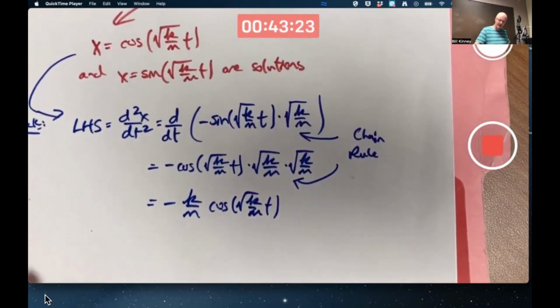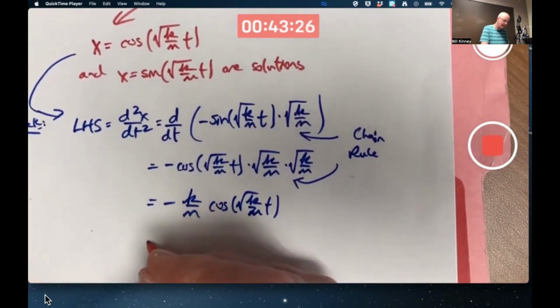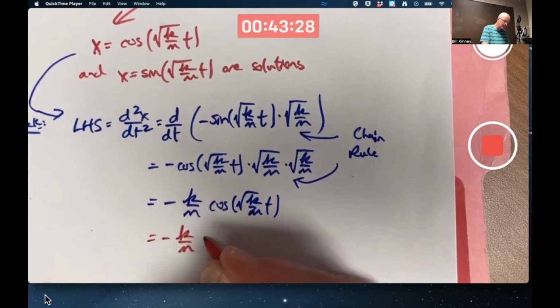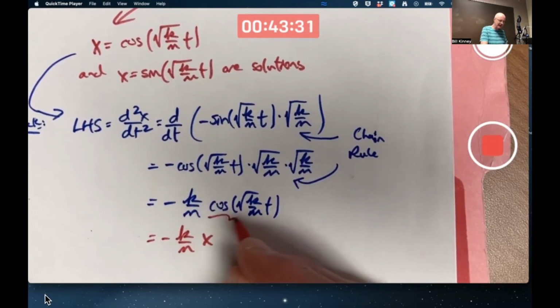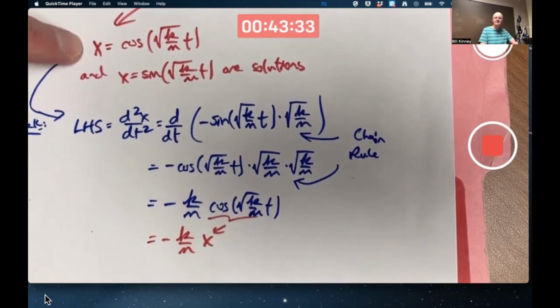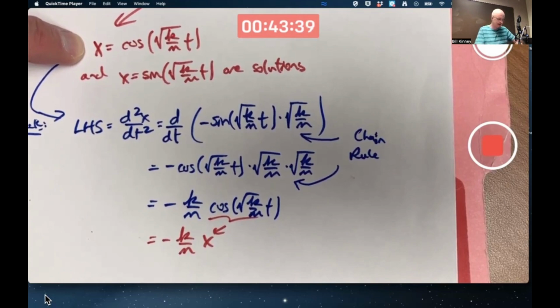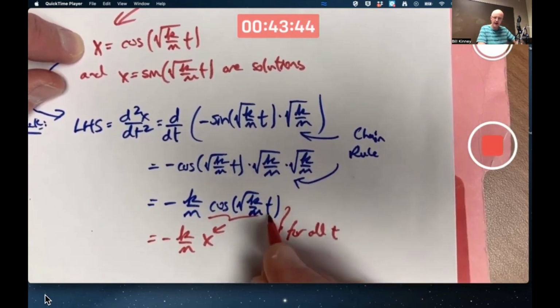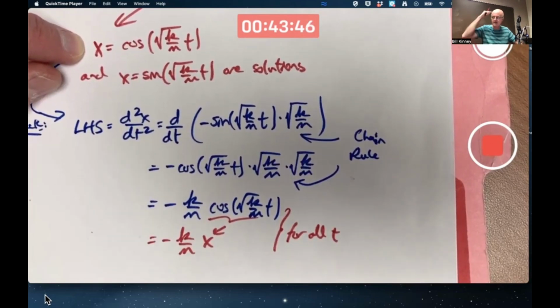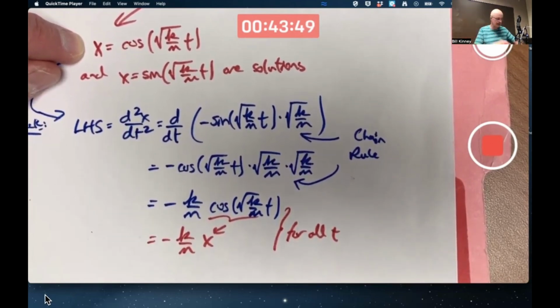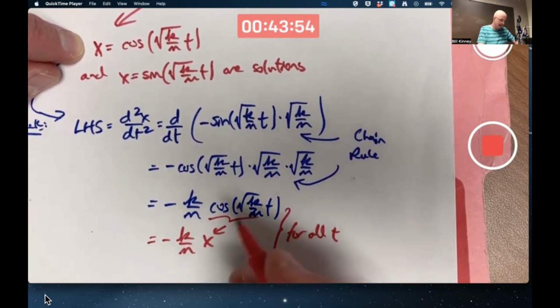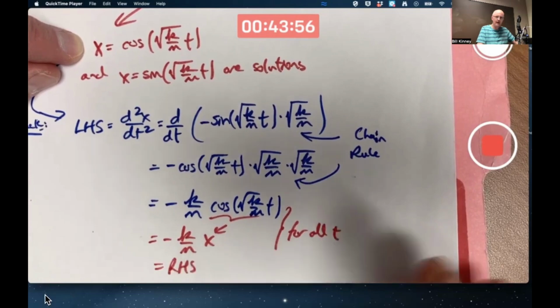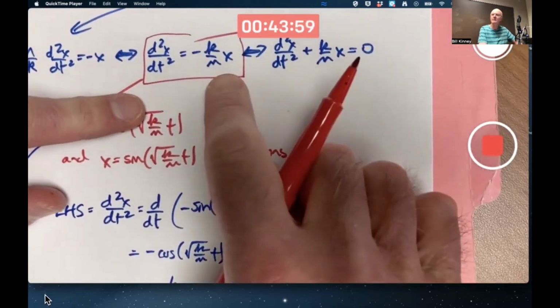And that is, lo and behold, negative k over m times x. Why? Because that equals x. There it is, for this function that I'm checking. And this is true, we get equality for all t. You see a t there, you don't see a t there. Okay, it's in your mind. x is a function of t. Imagine it to be there. And that is the right-hand side of the differential equation in this form, negative k over m times x.